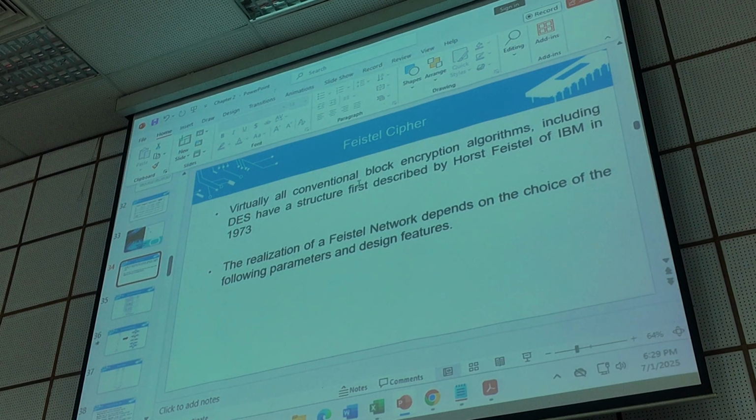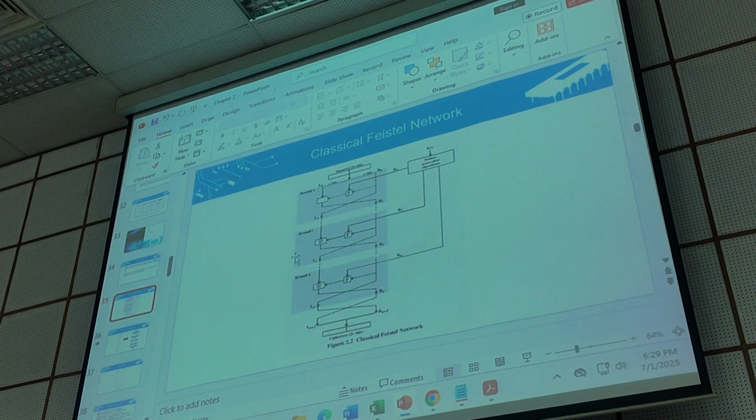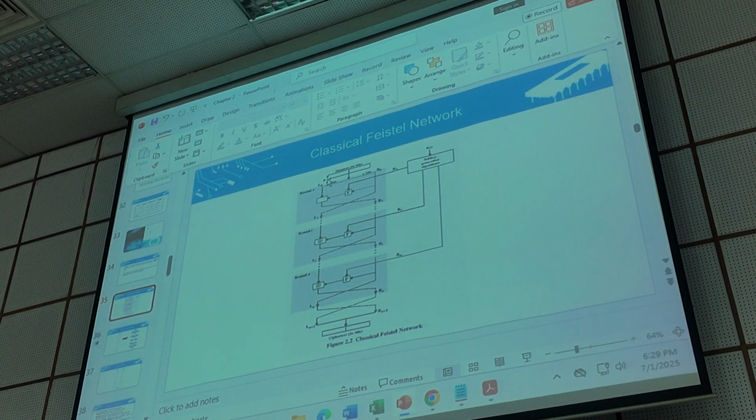This is actually block encryption. Just now you read about block encryption and stream encryption. This DES is actually block encryption. You can see this is the process to convert from plain text to ciphertext using this Feistel cipher structure.